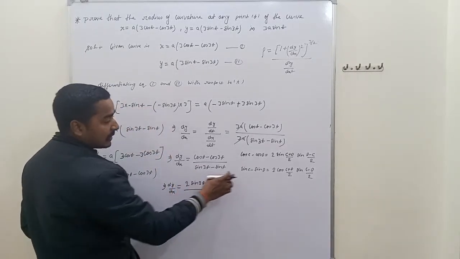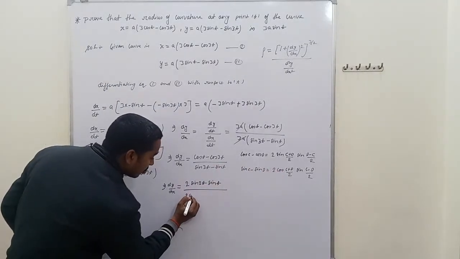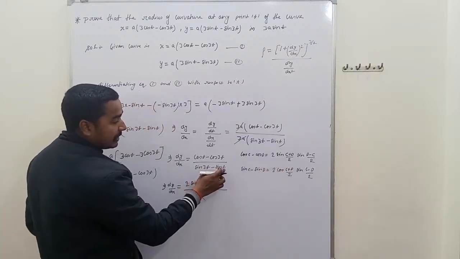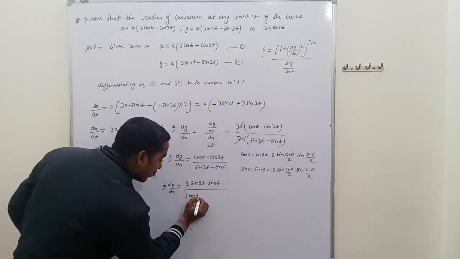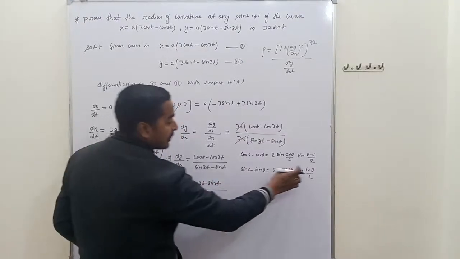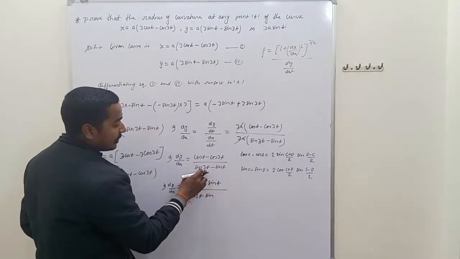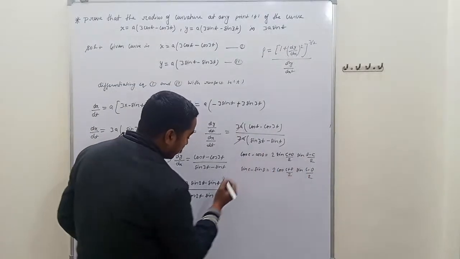Further we have to use sin c minus sin d. This is given by 2 cos (c plus d)/2. Here 3t plus t is 4t, 4t upon 2 is 2t. And further sin (c minus d)/2, that is 3t minus t, this is 2t, and 2t upon 2 is t.